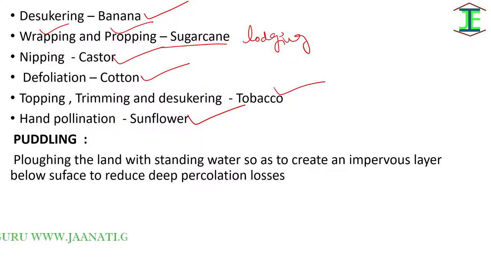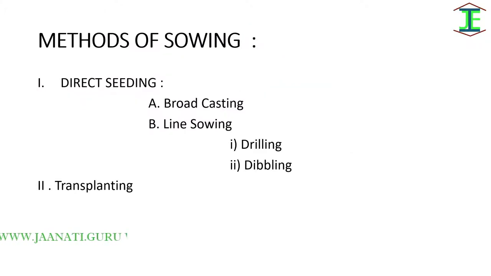Puddling is ploughing the land with standing water to create an impervious layer below the surface to reduce deep percolation losses. Next, methods of sowing. We have mainly two methods, direct seeding or transplanting. In direct seeding, we sow the seeds directly in the main field. But in transplanting, we first grow the seedlings in the nursery and then shift them to the main field.